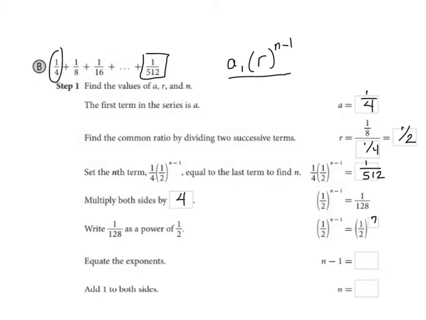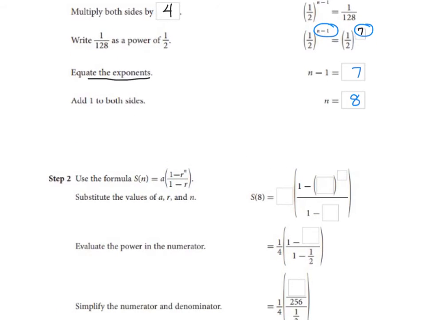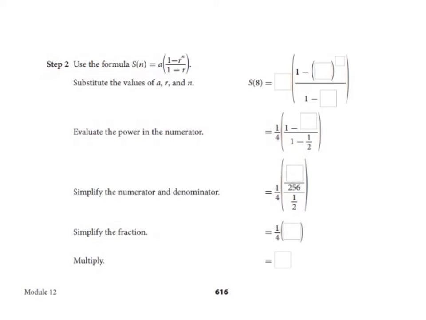Now that they have the same bases, we can set the exponents equal to each other. So n minus 1, we're going to set it equal to 7. Add 1 to both sides, and we get n is equal to 8. All right, now that we have that information, I'm going to scroll down the page here, and let's go ahead and substitute into our formula for the sum of a series. So our a sub 1 was 1/4. Our common ratio was 1/2. And the number of terms was 8.